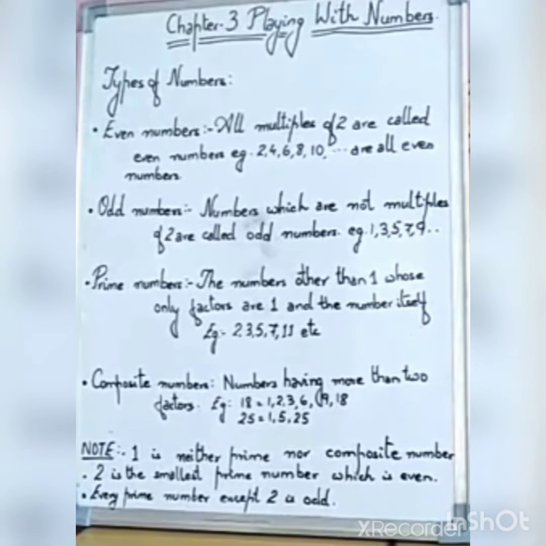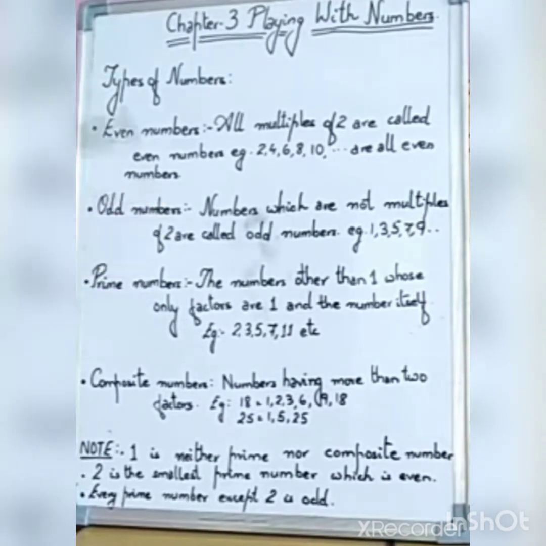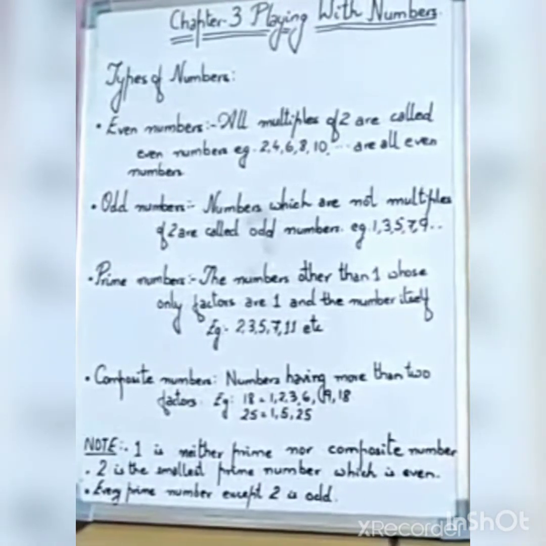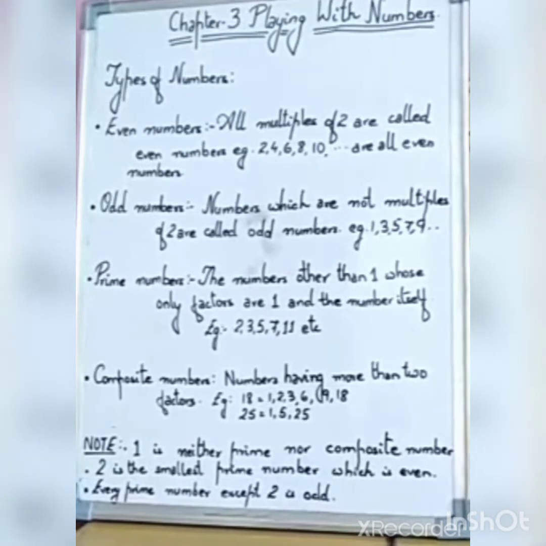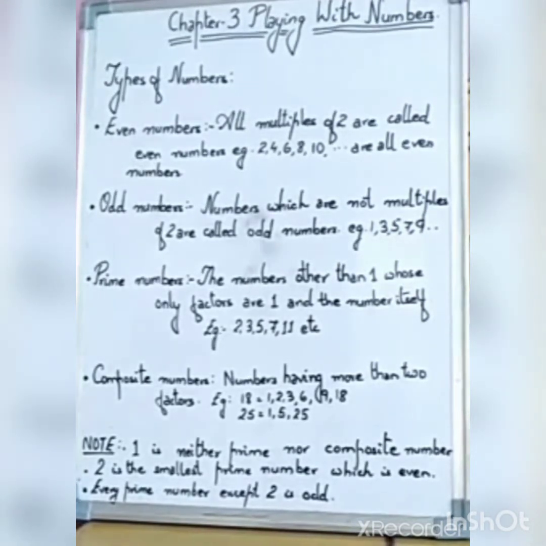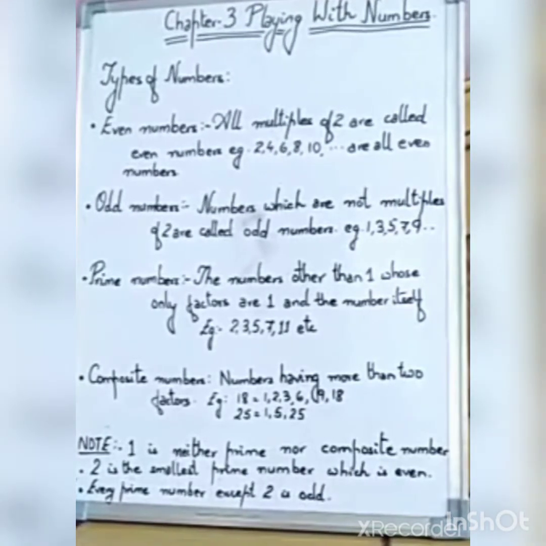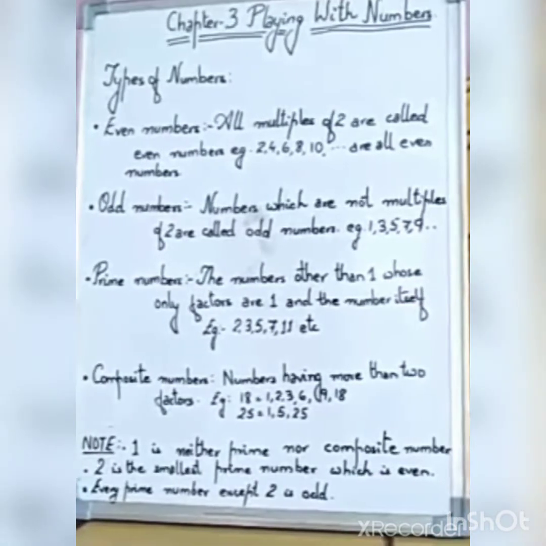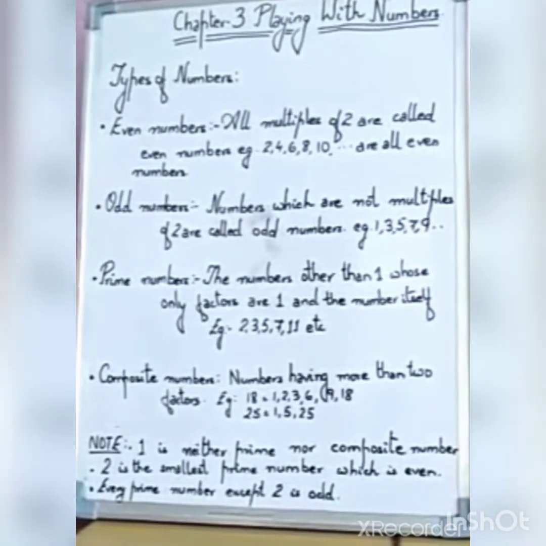Next one is prime numbers. The numbers other than 1 whose only factors are 1 and the number itself. What are prime numbers? Prime numbers are those numbers which have only 2 factors, 1 and the number itself. उस नंबर के सिर्फ और सिर्फ 2 ही फैक्टर्स होंगे, एक वो नंबर खुद और एक 1. Example 2, 3, 5, 7, 11 and many more.